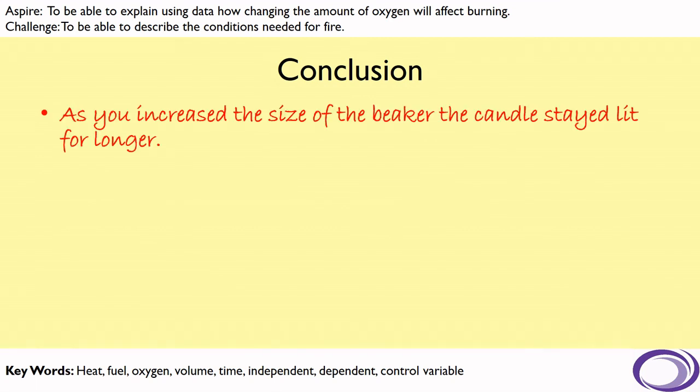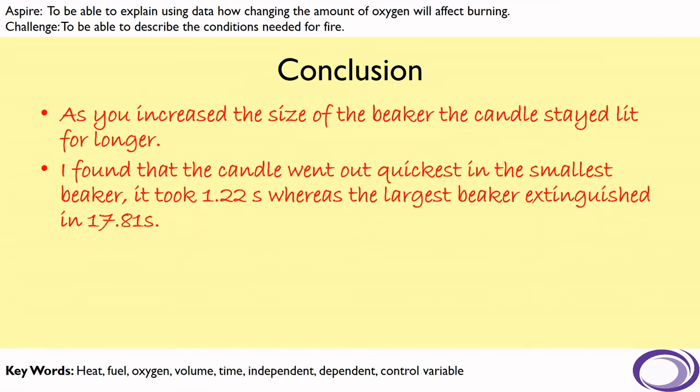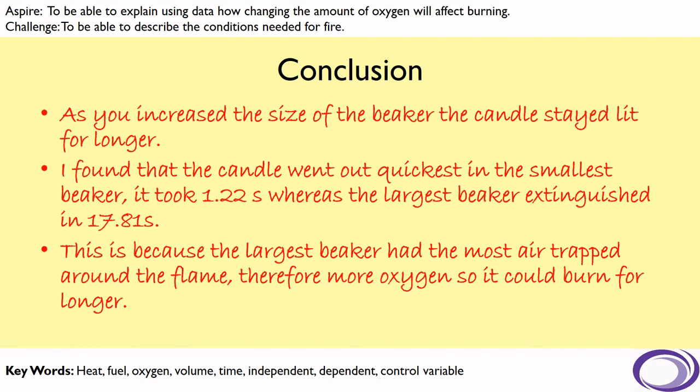The first part of the answer is the pattern. So as you increase the size of the beaker, the candle stayed lit for longer. Then some evidence. I found that the candle went out quickest in the smallest beaker. It took 1.22 seconds, whereas the largest beaker extinguished in 17.81 seconds. That's where we are supporting that pattern. And then an explanation. This is because the largest beaker had the most air trapped around the flame, therefore more oxygen, so it could burn for longer.